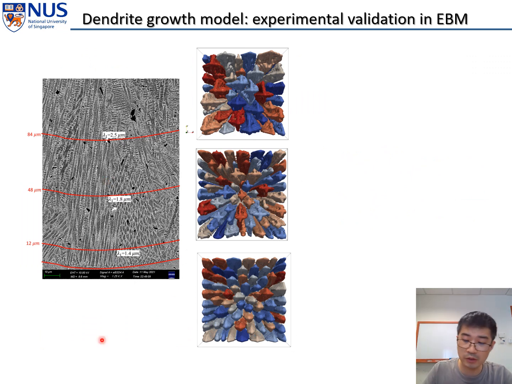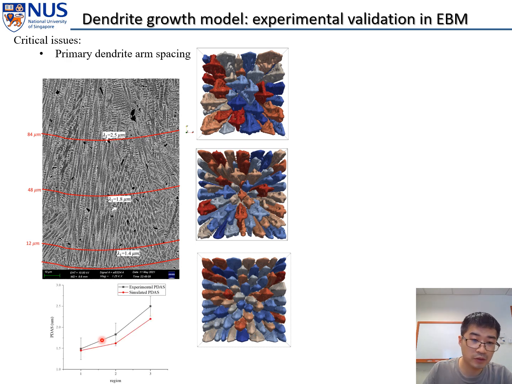These are the simulation results, and this is the experimental results. So there are two critical issues. One is the primary dendrite arm spacing. You can see we do the statistical analysis in both experiment and simulation, and at different regions they agree well.